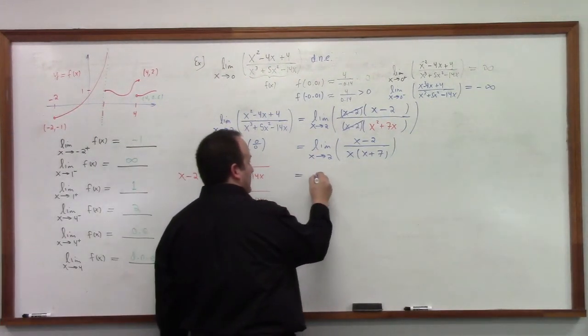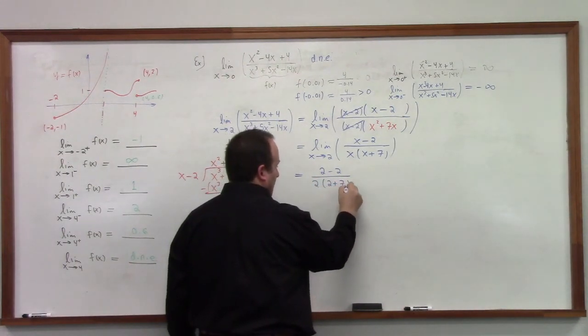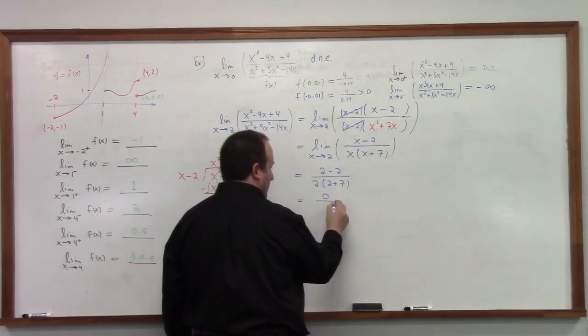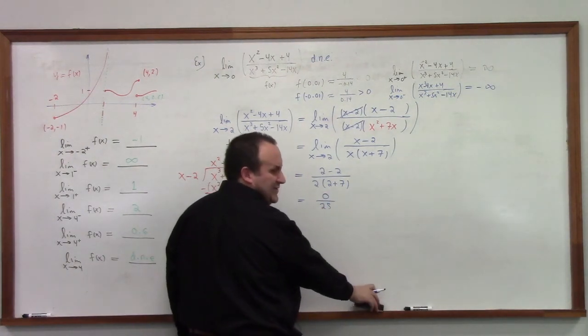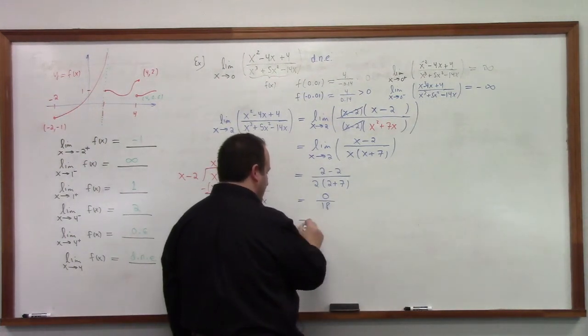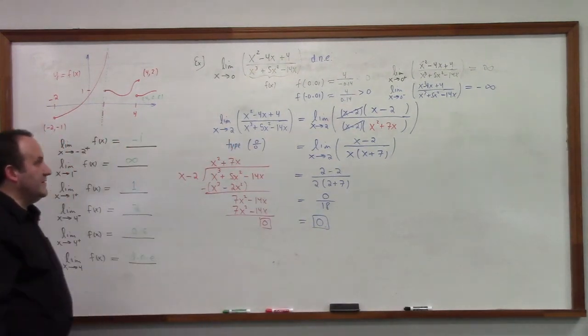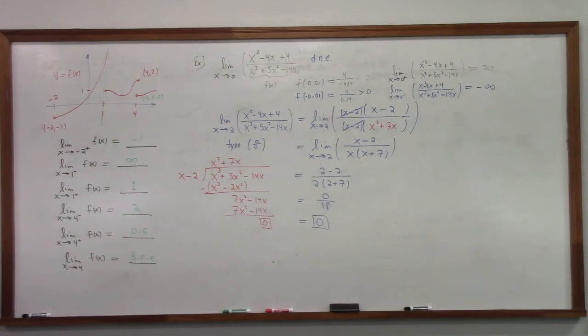Right? Plug it in. 2 minus 2 over 2 times, well, 2 plus 7, right? Which is what? That's 0 over 28. Wait a minute. I can't do math. 2 times 9 is what? 18, not 28. What's wrong with me? Anyway, but 0 over 18, 0. So the limit is 0. Is that good? I think we should do more, right?